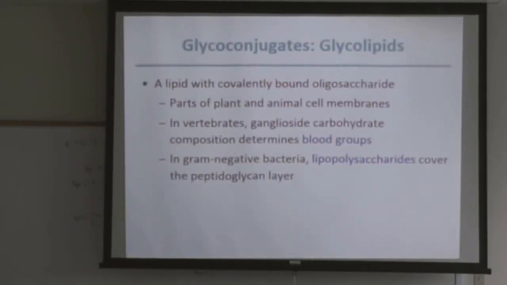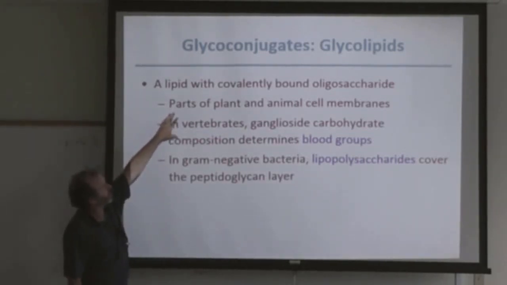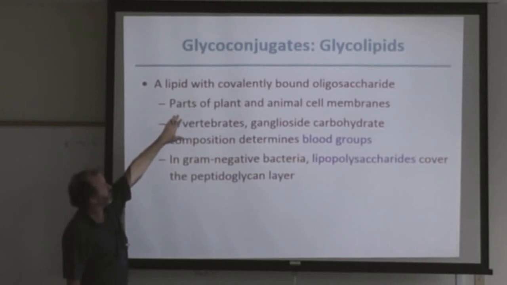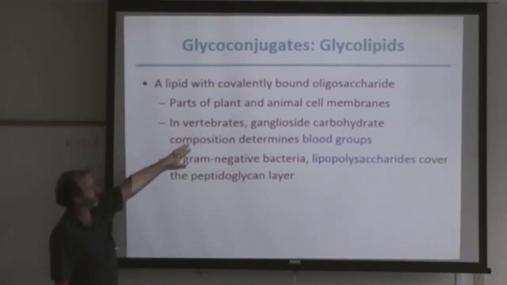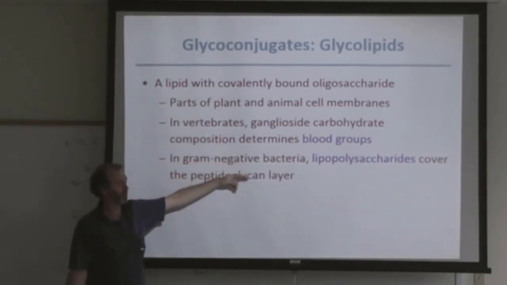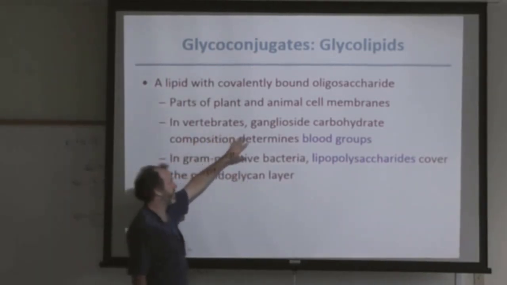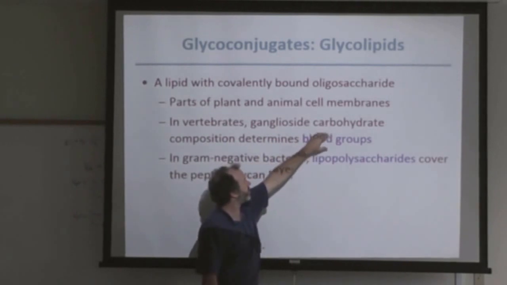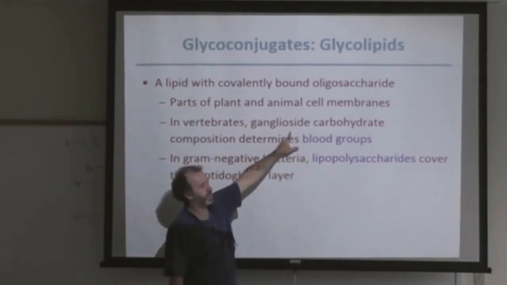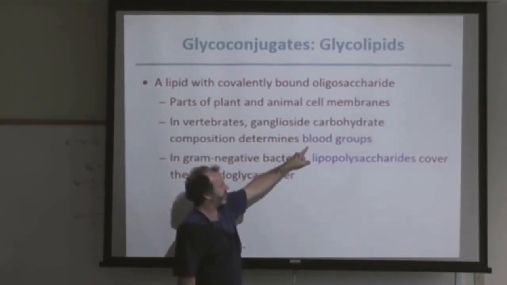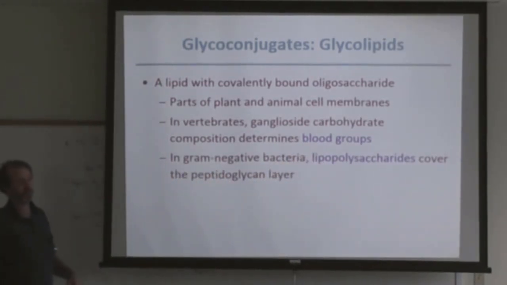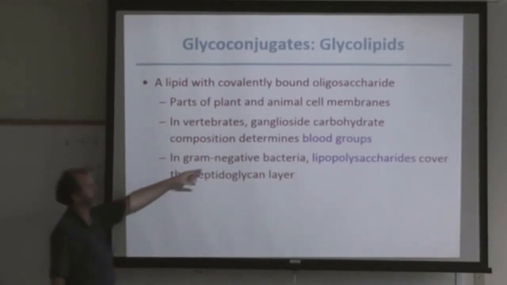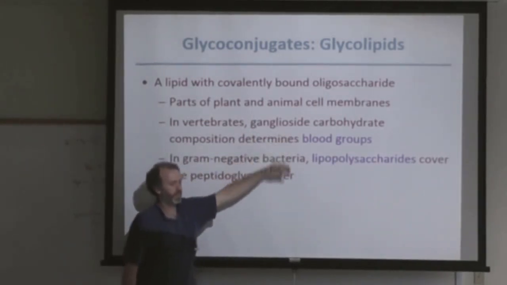Glycolipids are a lipid with a covalently bound oligosaccharide. They're part of the plant and animal cell membranes. In vertebrates, ganglioside carbohydrate composition determines blood groups. It's carbohydrates bound to a lipid that make gangliosides. We'll see that in the lipid chapter. And that's what basically governs what blood group you have, what different sugars you have attached to this ganglioside.